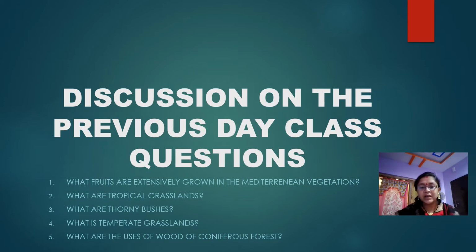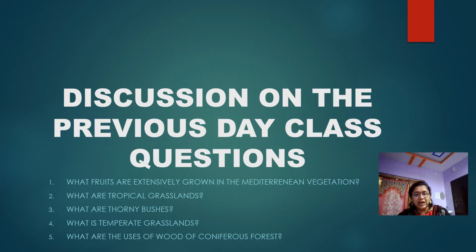Good afternoon, everyone. So we have discussed the biosphere and the subtopics under it, where we discussed Mediterranean vegetation, tropical grasslands, and the uses of wood that we get from the coniferous forest. So this is just a recap of the previous class. We have to discuss the previous questions, like what fruits are grown in the Mediterranean vegetation. In the last class, we discussed that citrus fruits are extensively grown in the Mediterranean vegetation.